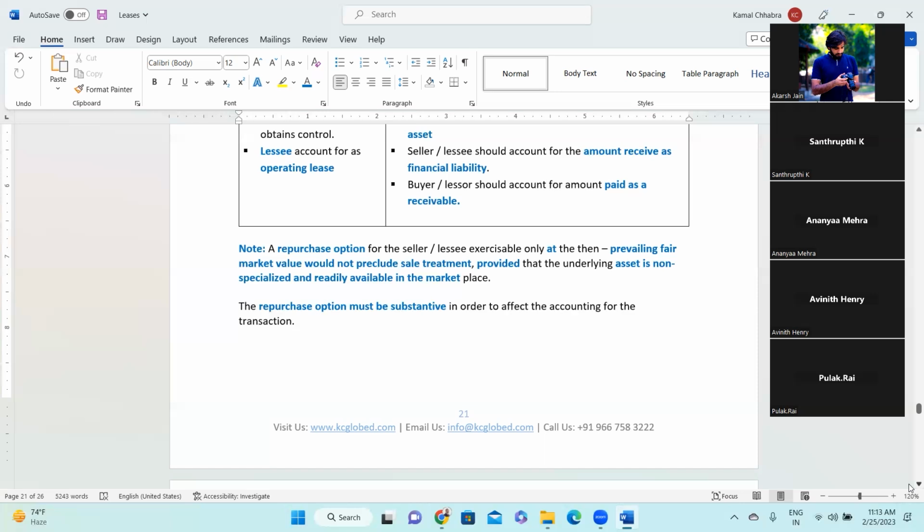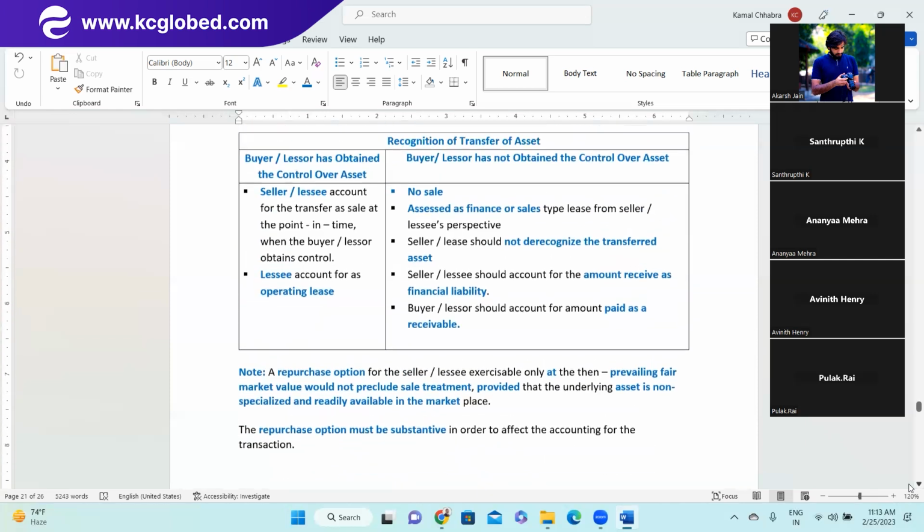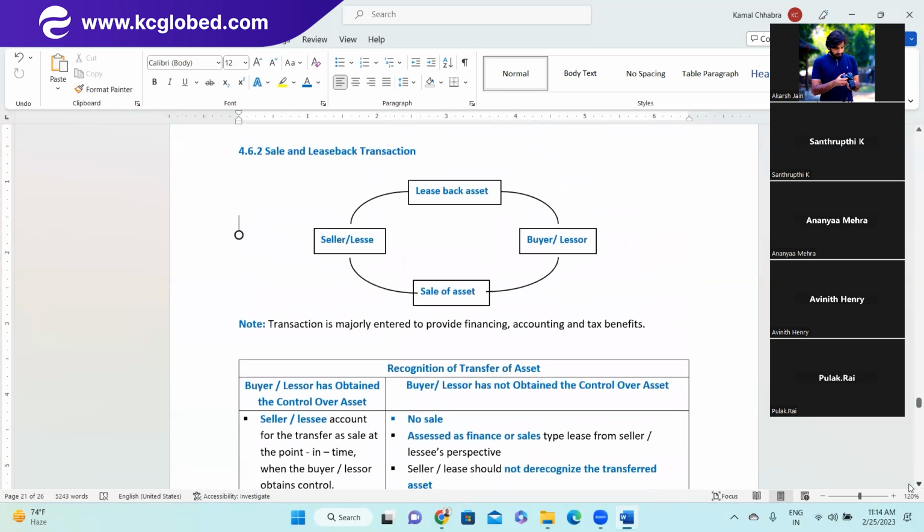The repurchase option must be substantive in order to affect the accounting for the transaction. So that is also very important: the repurchase option must be substantive, that means it should have a material value. Only then do you consider that lease as a finance lease, or on the seller side, a sales type lease or finance lease. This is very similar to what we have studied in the earlier classes also. Any doubt on what a sale and leaseback transaction is?